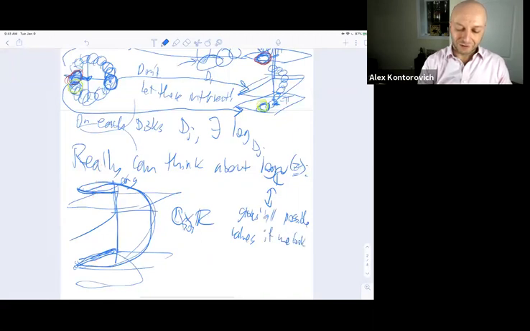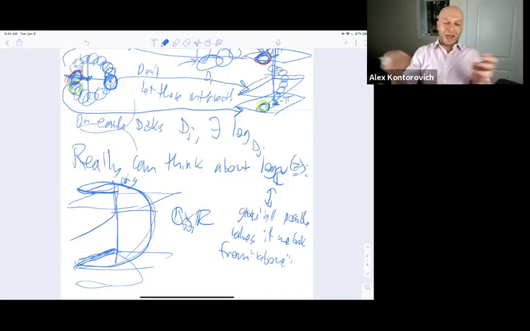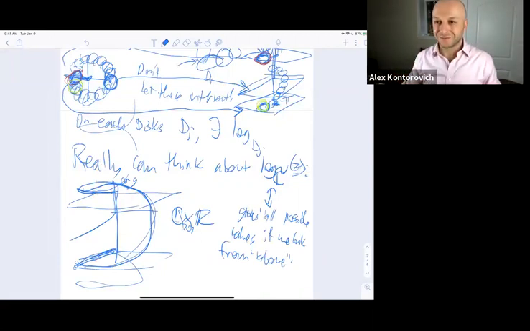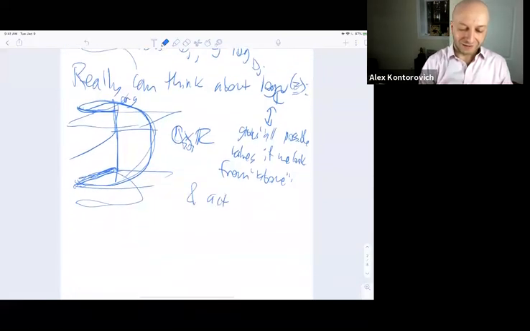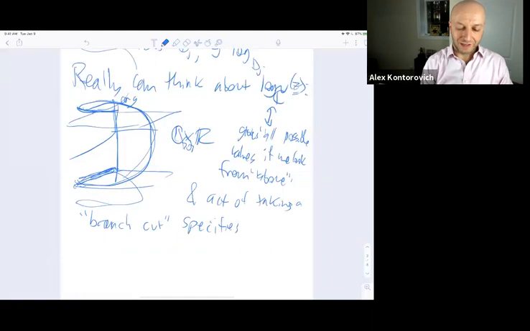If we look from above, and the act of taking a branch cut is to say, okay, these are the values we want. The act of taking a branch cut specifies exactly which value log should take.